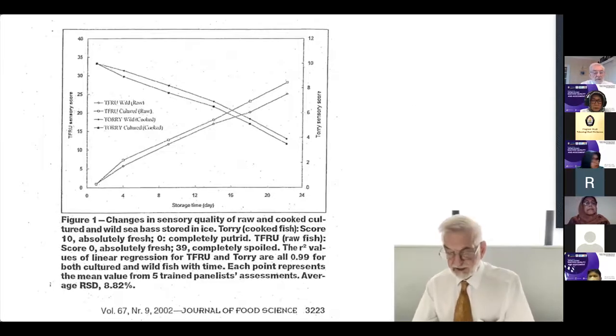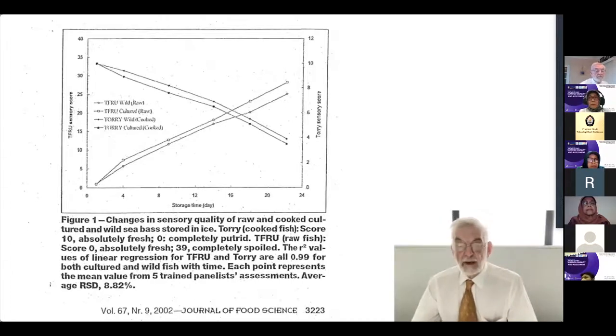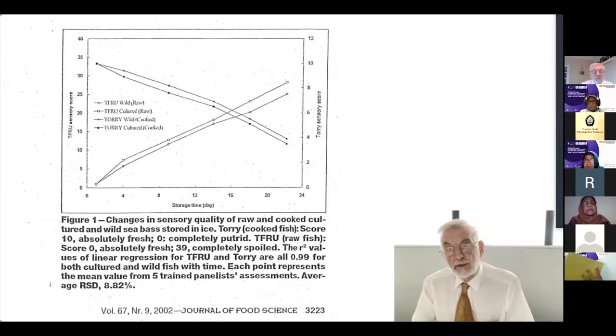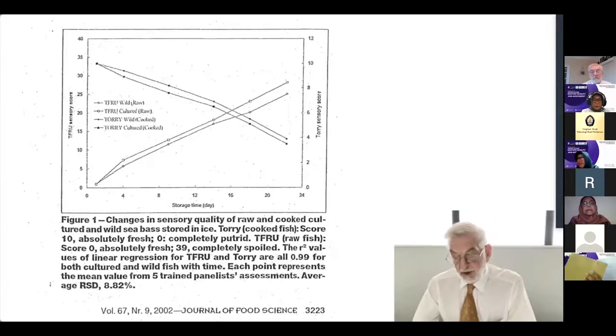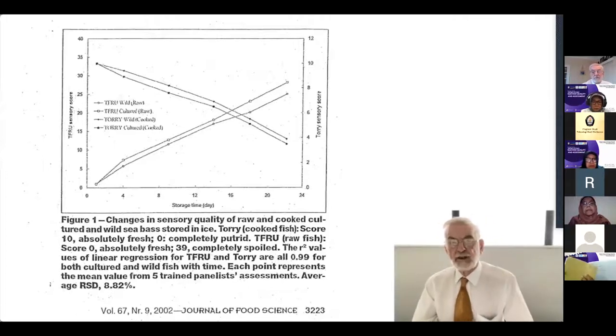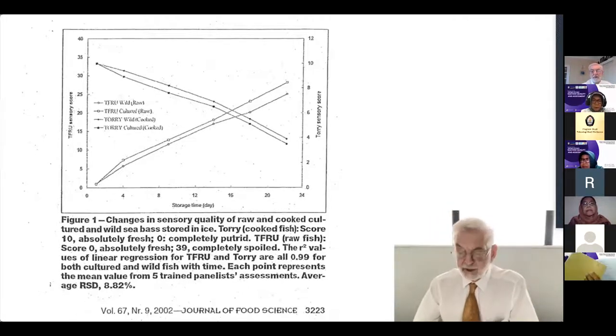Now if you move on to the next slide, this is a publication that we did in 2002, Journal of Food Science. We were looking at sea bass stored in ice. We're looking at the difference between cultured and wild sea bass. And in the graph there, we stored it for 24 days, and this was research. It was very easy to get assessors for the first few days, but by the time it was 24 days old, the fish was not very good. And it was the dedicated researchers that assessed and gave the descriptors for this.